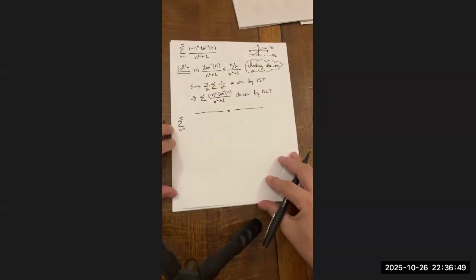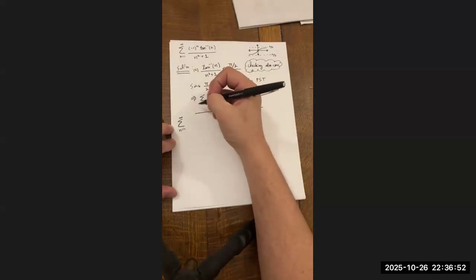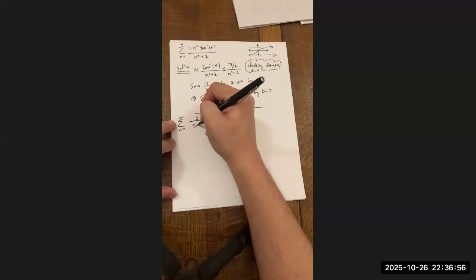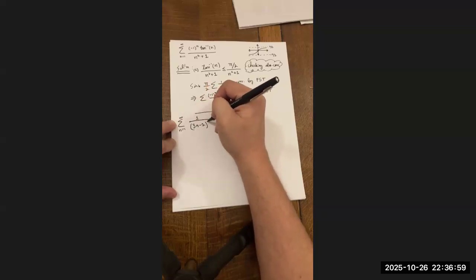So we're looking at the series n from 1 to infinity of 1 over (3n minus 2) to the n plus 1 half.